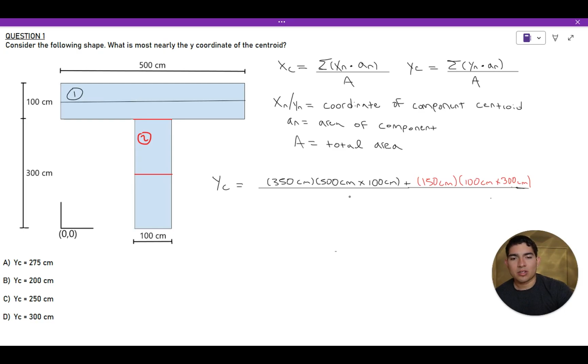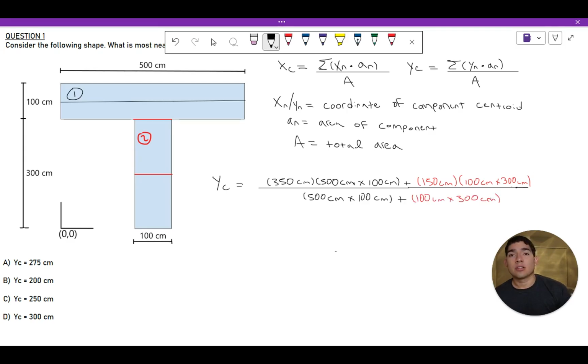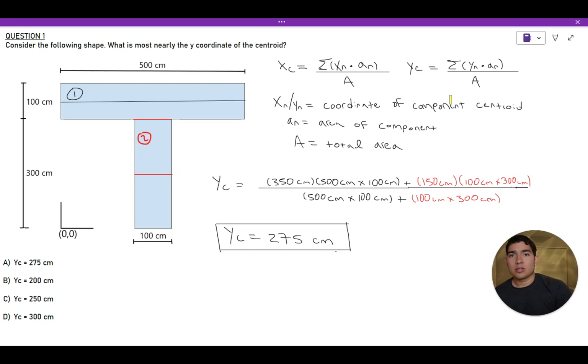So we can find that total area just by adding up the area for our first component and the area for our second component. So this is what the formula looks like when we fill it out completely. Let's go ahead and put that in our calculator and see what the answer is. So the answer for this problem is going to be 275 centimeters. That is going to be the y-coordinate for the centroid of this entire shape. So if we take a look at the multiple choice, the answer for this one is going to be A.